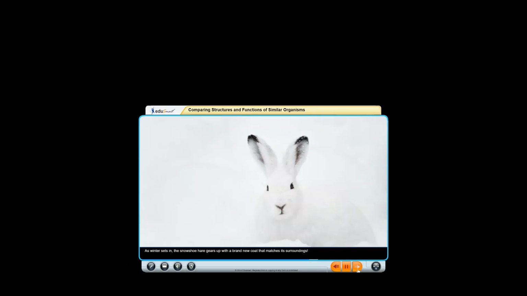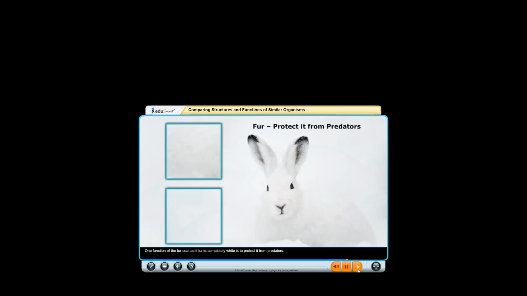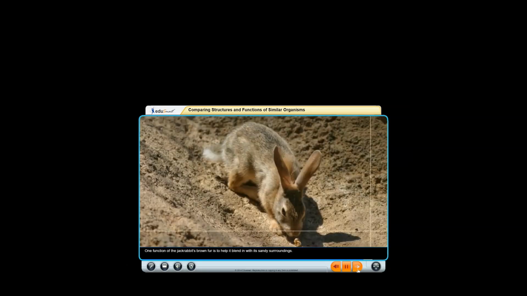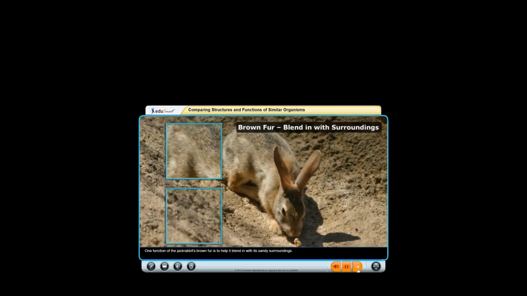As winter sets in, the snowshoe hare gears up with a brand new coat that matches its surroundings. One function of the fur coat as it turns completely white is to protect it from predators. One function of the jackrabbit's brown fur is to help it blend in with its sandy surroundings.